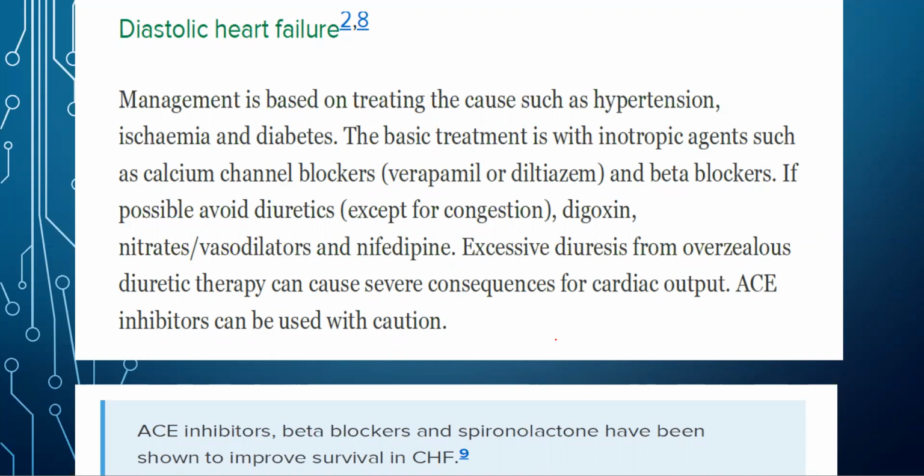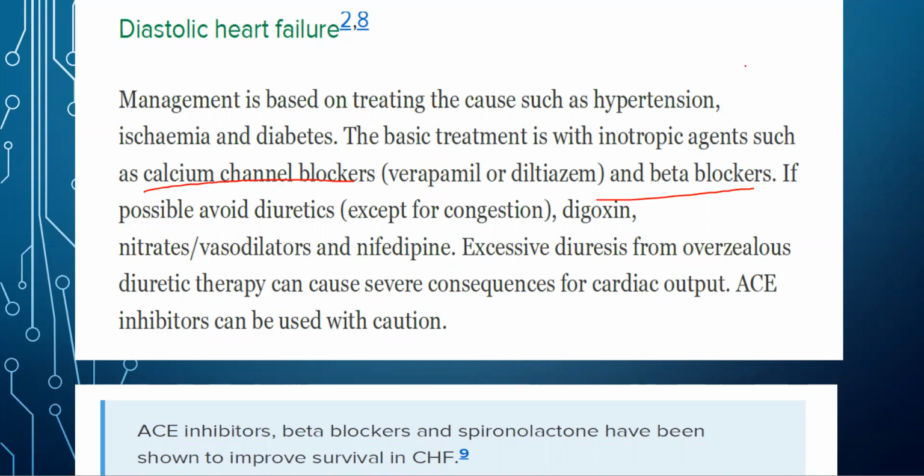Now, for diastolic heart failure, management is mainly based on treating the underlying cause like hypertension, diabetes, etc. The basic treatment in this case should be started with a calcium channel blocker and a beta blocker.